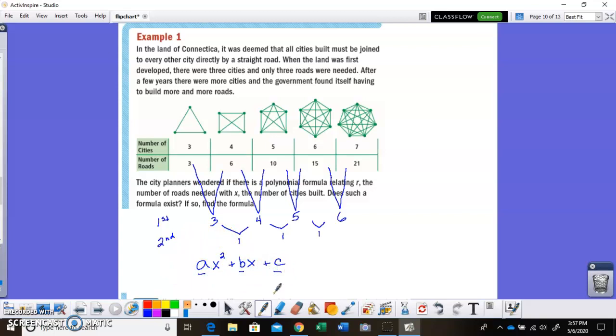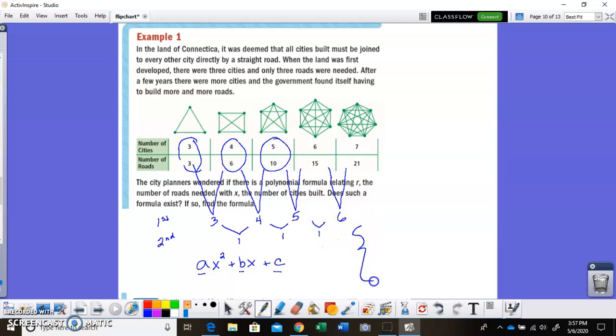So we're going to set up a system of equations and solve that system. Now, what you're going to need is the same number of equations as you have unknowns. We have unknown a and unknown b and unknown c. So there's 3 unknowns. We're going to have to set up 3 equations. So we're going to use 3 of our points to set up those 3 equations.